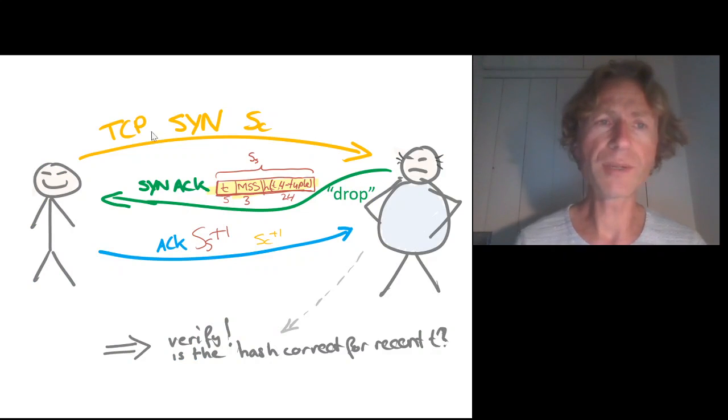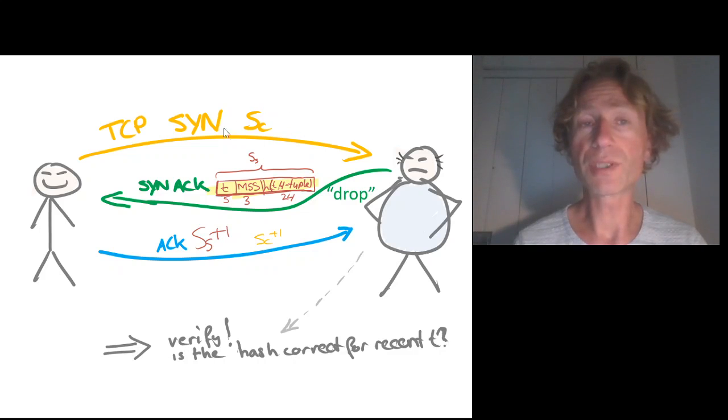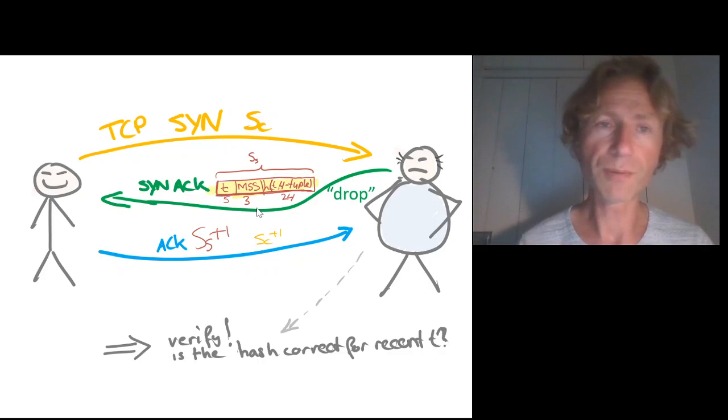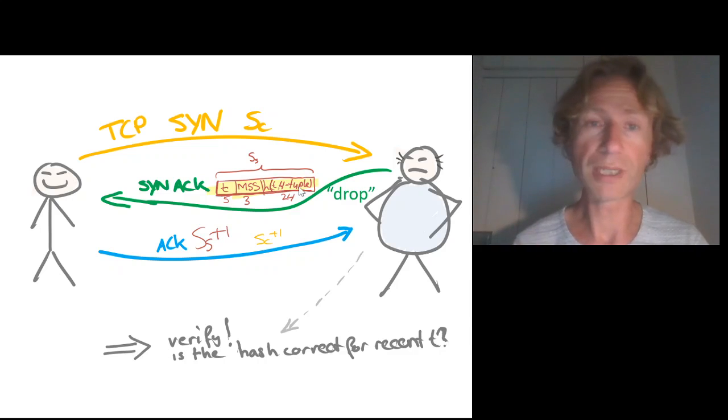Just to illustrate what's going on, you have a client that sends a TCP SYN message with a sequence number for the client. The server forgets about the half-open connection, but sends back a SYN-ACK that contains the 5-bit top of the counter value, the maximum segment size encoded in these 3 bits, and a hash of this counter plus the 4-tuple that we looked at.